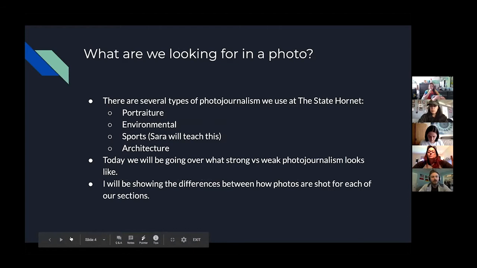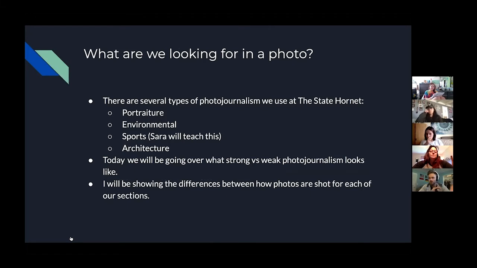So moving on from that, we use a few different kinds of photography in photojournalism. That can be portraiture, environmental photos, sports, which Sarah will cover because she's got a lot more experience with it, and architecture photography. That tends to be file photos and stuff like that. So like I said, we're going to go over the strong versus the weak, what's a powerful image versus a not so powerful image, and then how these different types of photography apply to different sections.